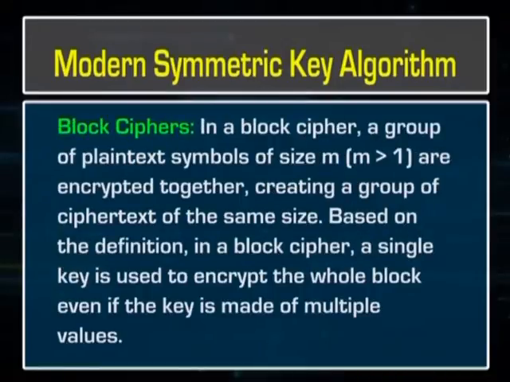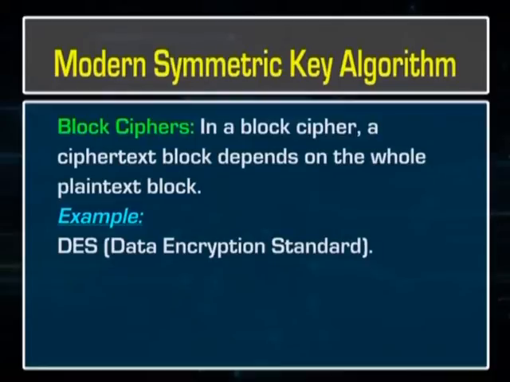Block ciphers. In a block cipher, a group of more than one plain text symbols are encrypted together, creating a group of ciphertext of the same size. Based on the definition, in a block cipher, a single key is used to encrypt the whole block even if the key is made of multiple values. In a block cipher, a ciphertext block depends on the whole plain text block. Example of block cipher is DES, that is data encryption standard.